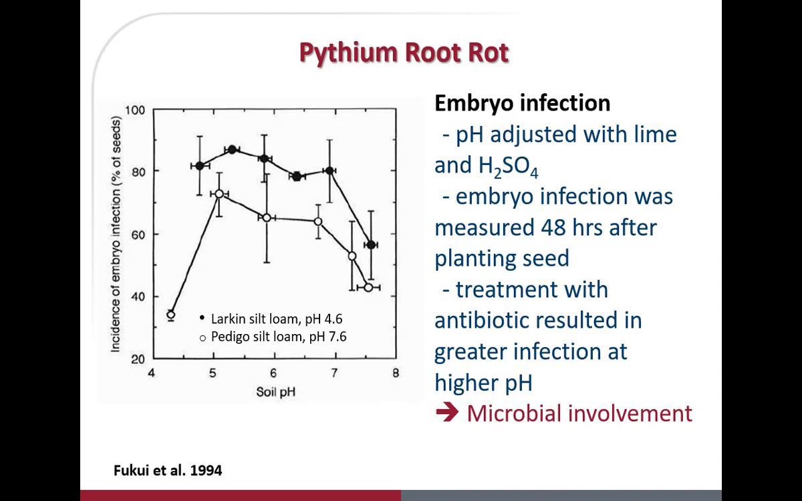They did treat these soils also in some of the treatments. They added an antibiotic, which would be inhibitory to certain bacteria in the soil, and they found that there was greater infection at a higher pH when they treated with an antibiotic. And then they concluded that the microbial environment in the soil around those seeds was having an impact on infection, and that by eliminating some components of that, they also changed the pH response. So this gets back again to some of the things that Tim was suggesting earlier, that the microorganisms in the soil can have an impact on how that plant responds to that pH environment.